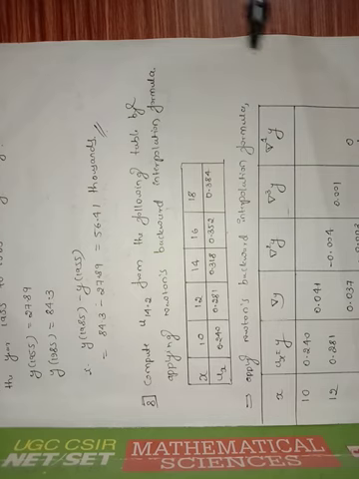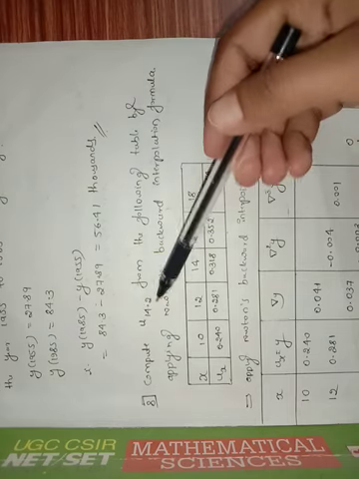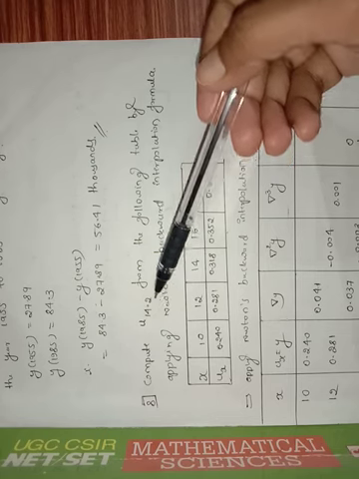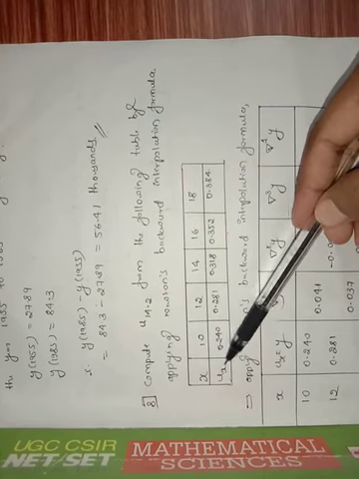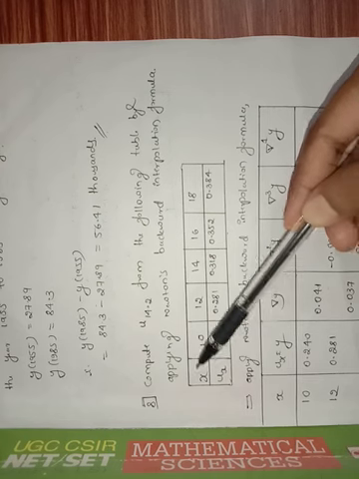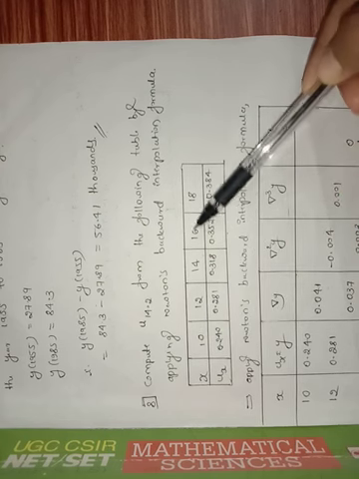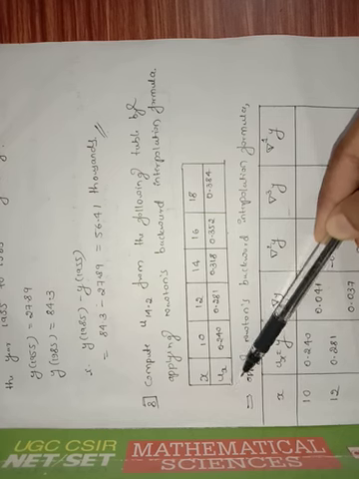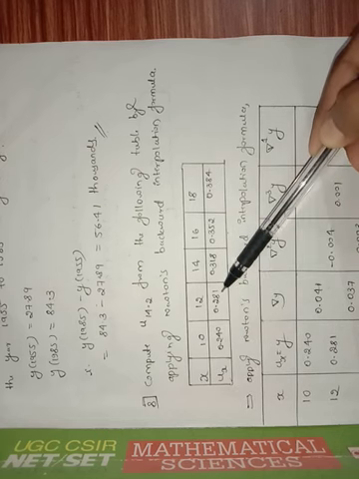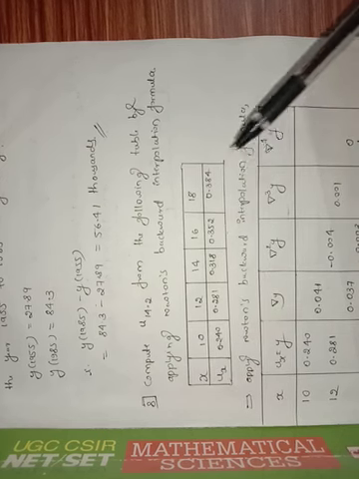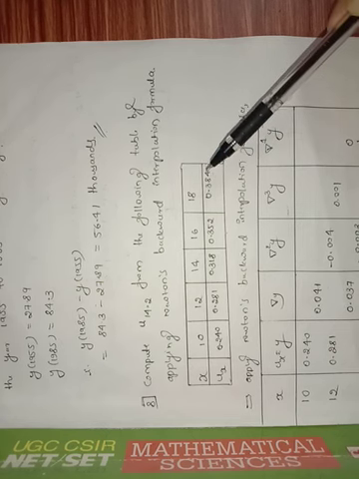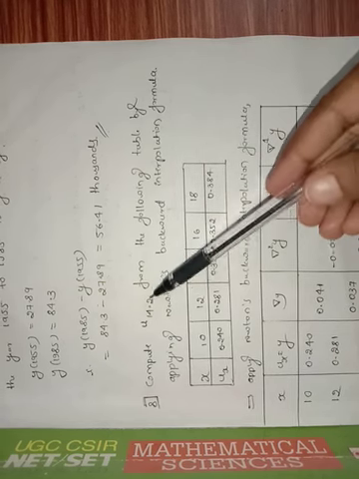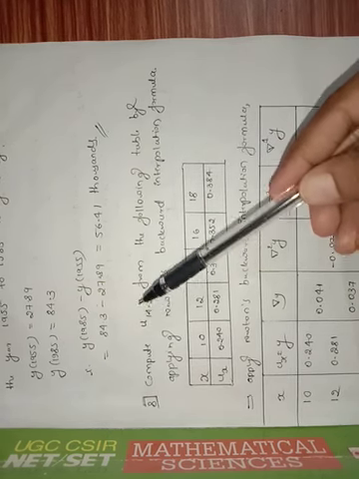So for finding u14.2, what they have given here is data: x entries and u suffix x, ux. The x entries are 10, 12, 14, 16, 18. The corresponding ux entries are 0.240, 0.281, 0.318, 0.352, 0.384 respectively. Here we have to find u of 14.2.